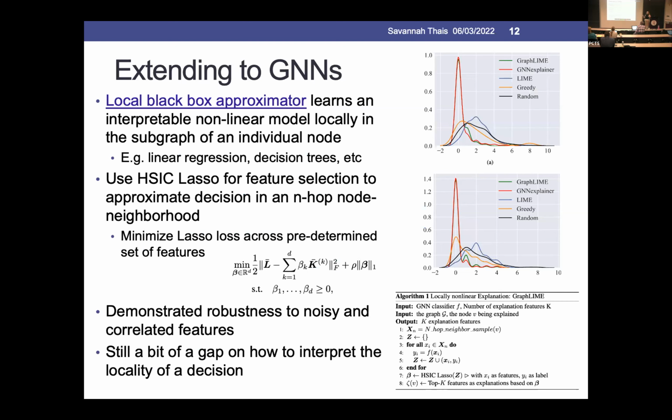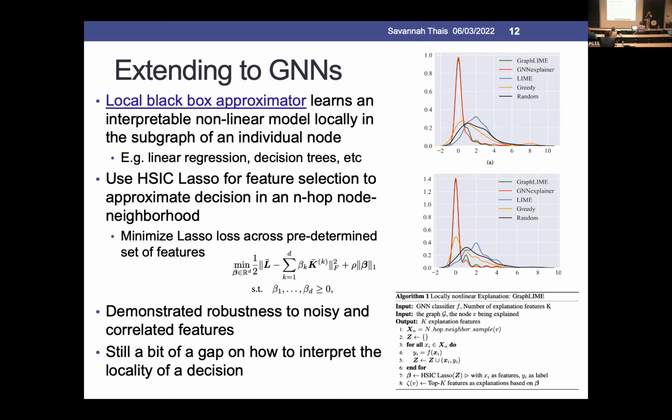Since this is a GNN workshop, I'll mention how you could extend this similar technique to GNNs. People typically call this local black box approximation on GNNs, and you're doing the same thing here, except instead of trying to learn a global approximator, people typically focus on learning an interpretable model locally in some subgraph of the node that you're trying to generate an explanation for.